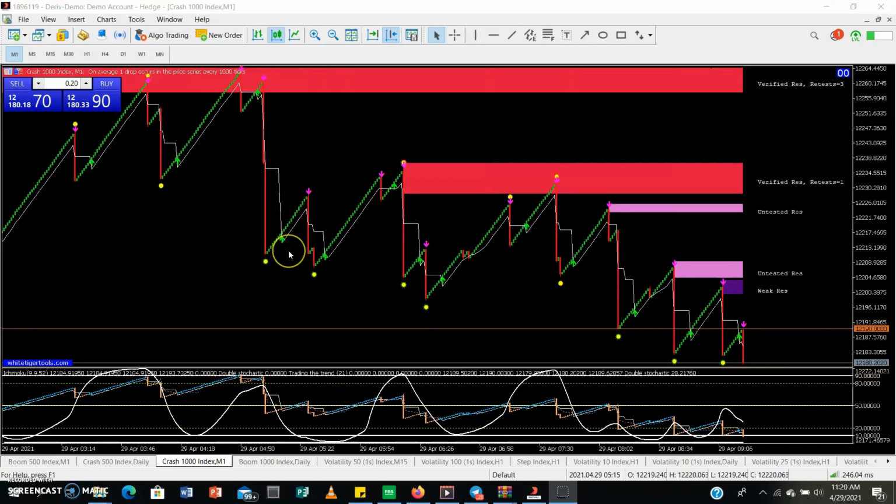So right now we're looking at crash 1000, and we're in the 1 minute time frame. I'm gonna explain to you guys some scalping tips that you can use in crash and in boom, right? So we're going to start off with crash 1000, and I'm going to explain a few things there.